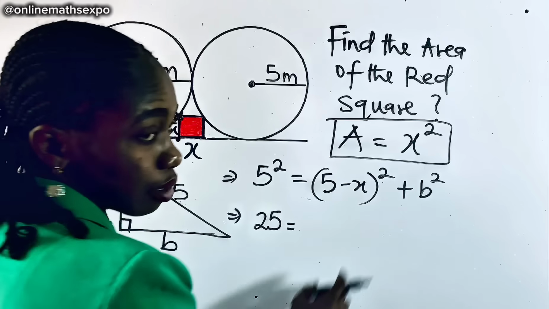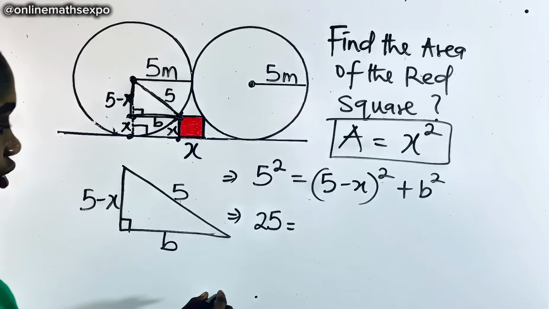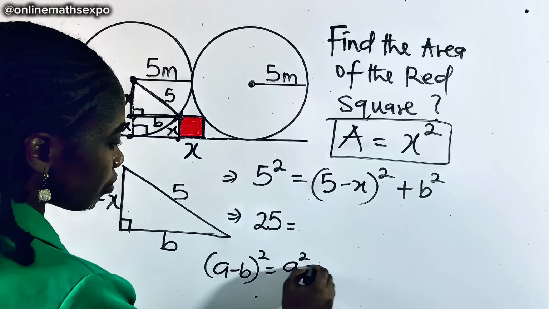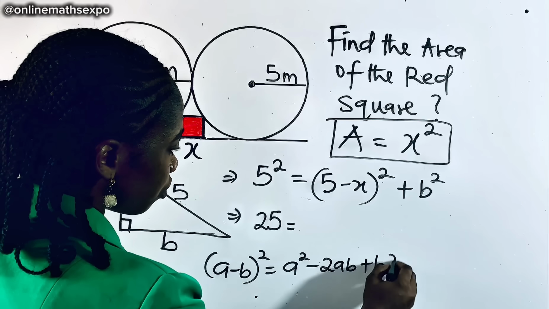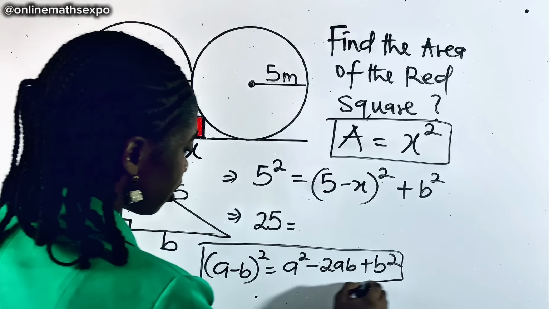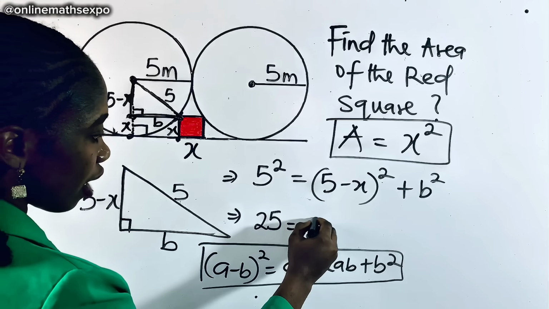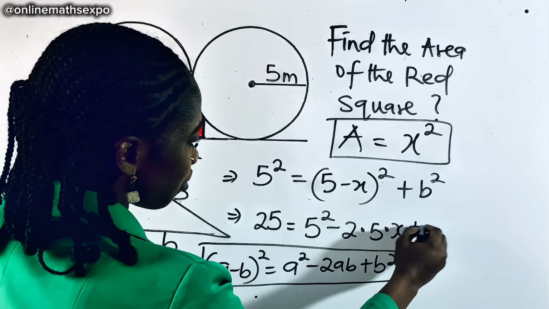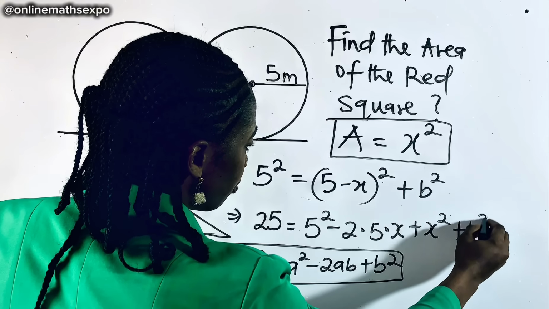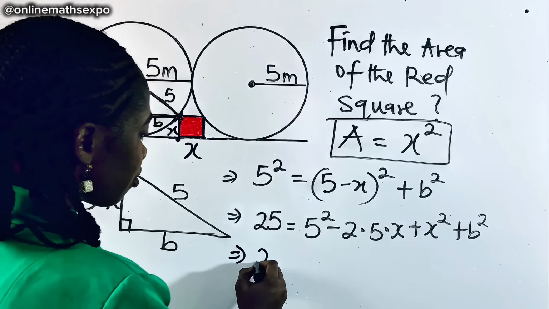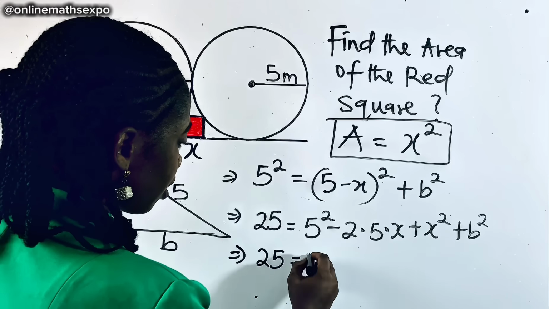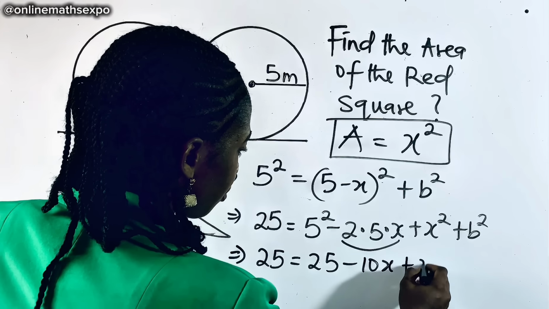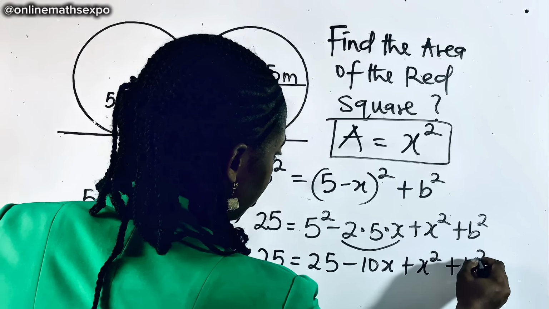For this, how do you simplify? Just quickly remember that for every (a minus b) squared, it's always a squared minus 2ab plus b squared. This is your algebraic identity. Now, if you apply it here, you have 5 squared minus 2 times 5 times x plus x squared plus b squared. This gives us 25 is equal to 5 squared, which is 25. If you multiply this, it gives you negative 10x plus x squared plus b squared.